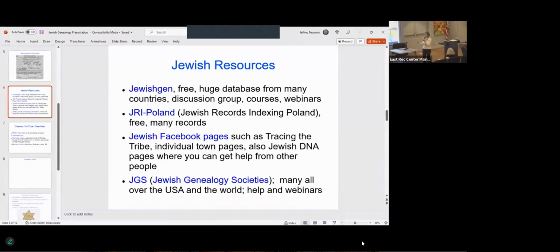They have Yizkor books, which were written after World War II from many, many different towns all over Eastern Europe. They have ViewMate, where you can post a document that you need translated, and somebody will help you and translate it for you. They have links to many other resources, like Ellis Island records. They have translation help, and an example would be how to read a Hebrew headstone.